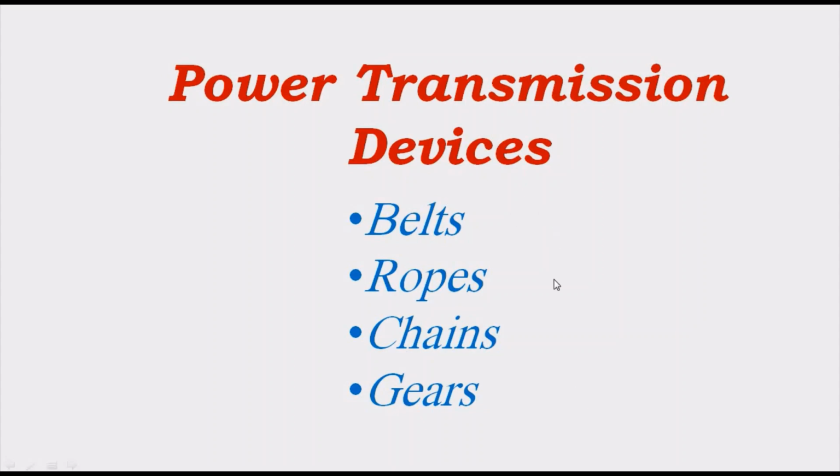अगर पहले 3 डिवाइसेस कंसीडर करेंगे हम, belts, ropes and chains, we can call it as flexible devices. See, belts and ropes are flexible due to their material property, and chains, we know that chains are made up of number of small elements. The first 3 are flexible devices, whereas gear is not.